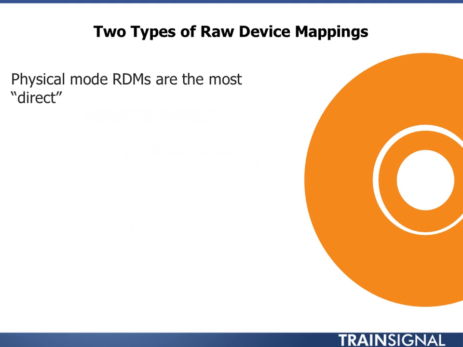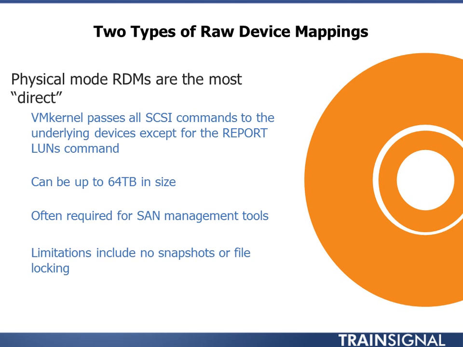So there are 2 types of RDMs. I kind of bumbled through this in the first part, but there are 2 of them. There's what we call physical mode RDMs, and those are the most quote-unquote direct. The VMkernel passes all SCSI commands to the underlying device except for one, which is the report LUNs command. Is that important to know? Probably not, but it's good to know for the exam. They can be up to 64 terabyte in size.